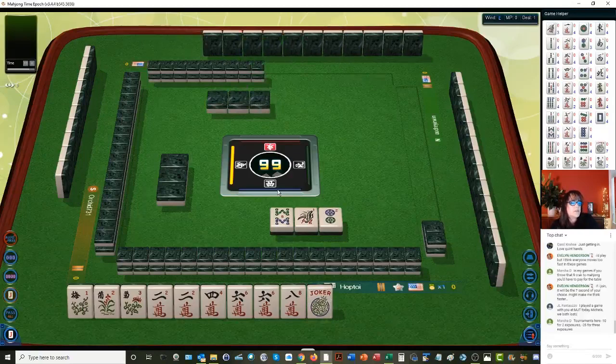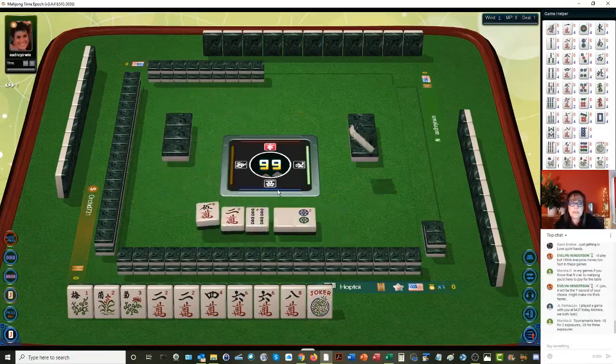JL says, we played earlier today at Mahjong Time and lost. Yes, I've been on a losing streak. It's been very discouraging. I try not to get discouraged, but sometimes it happens.